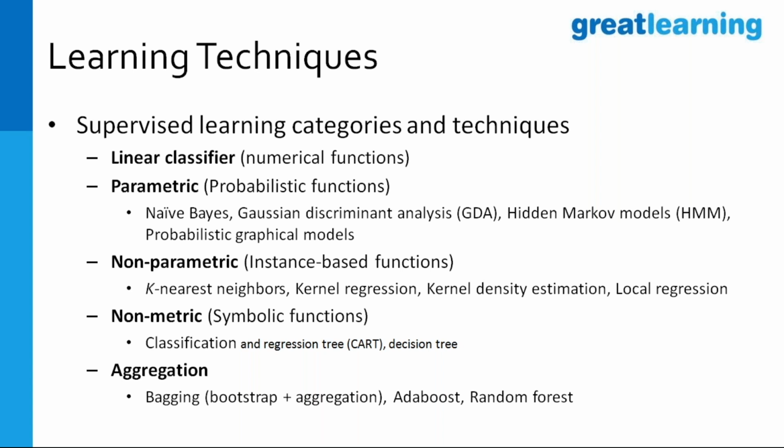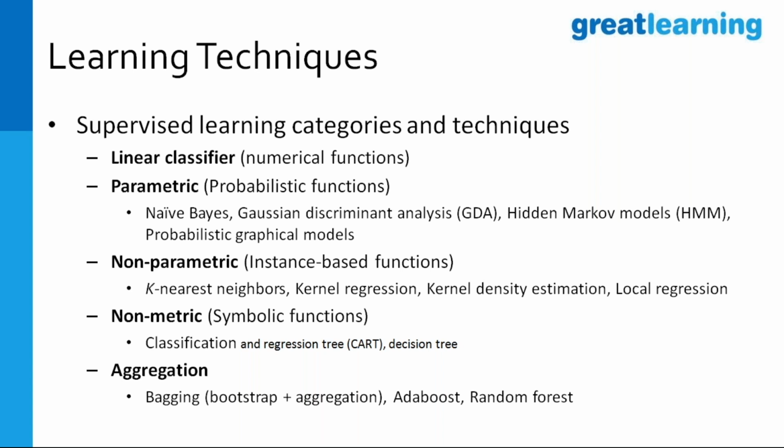One is a linear classifier. The linear classifier could be any of the numerical functions which I want to predict. The other one is parametric classifier, or parametric probabilistic functions. We can use algorithms such as naive Bayes, Gaussian discriminant analysis, hidden Markov model, probabilistic graphical model.